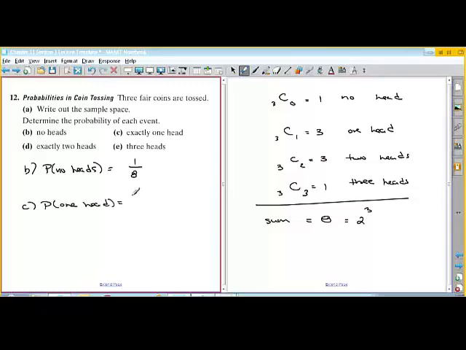For exactly 1 head, it's going to be 3, because there are 3 cases where you can have 1 head, divided by the total number of possibilities. Probability of getting 2 heads: the favorable outcome is getting 2 heads. There are 3 of those out of 8. And finally, the probability of getting 3 heads: there's only 1 arrangement that has 3 heads out of 8 possibilities.